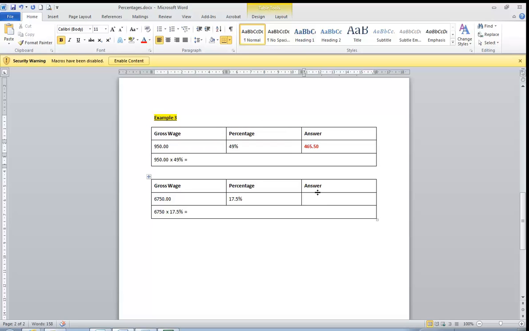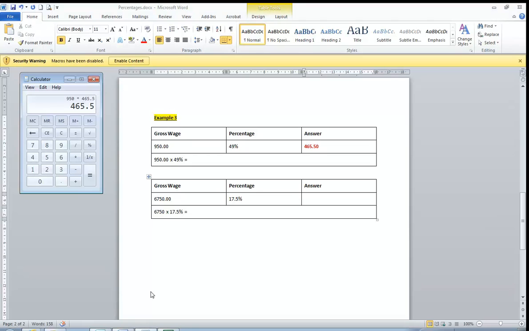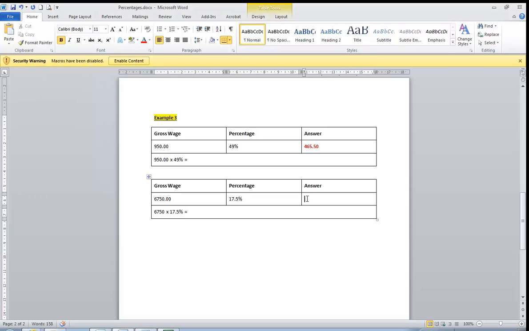$465.50. And using the example 2 with the leave loading, we do exactly the same thing, 6,750, we're going to multiply or times by 17.5 and just hit the percentage key. And again, we get the same answer that we had above, $1,181.25. So now you can pick the method that best suits you.